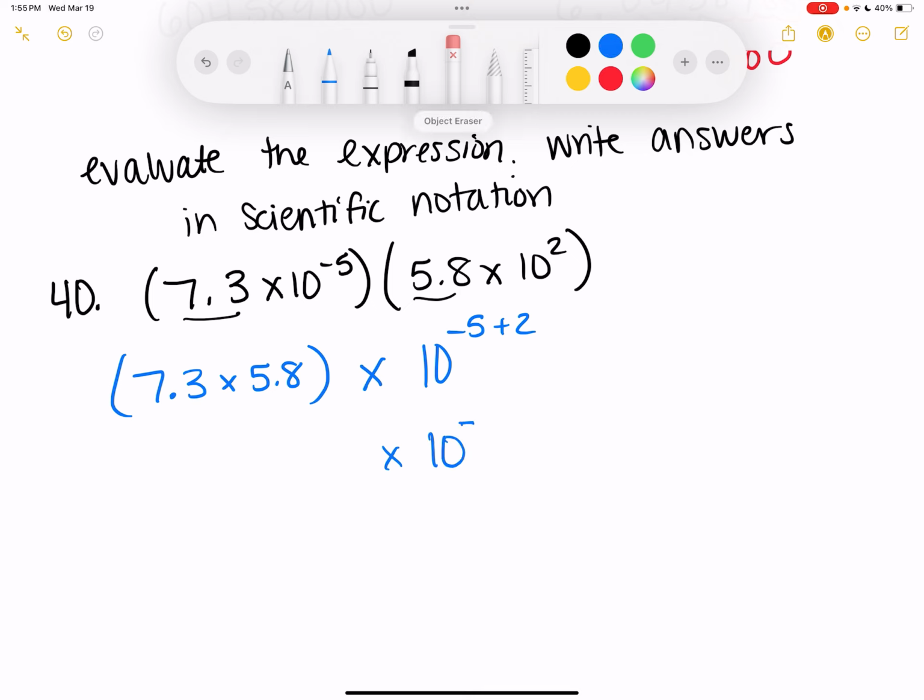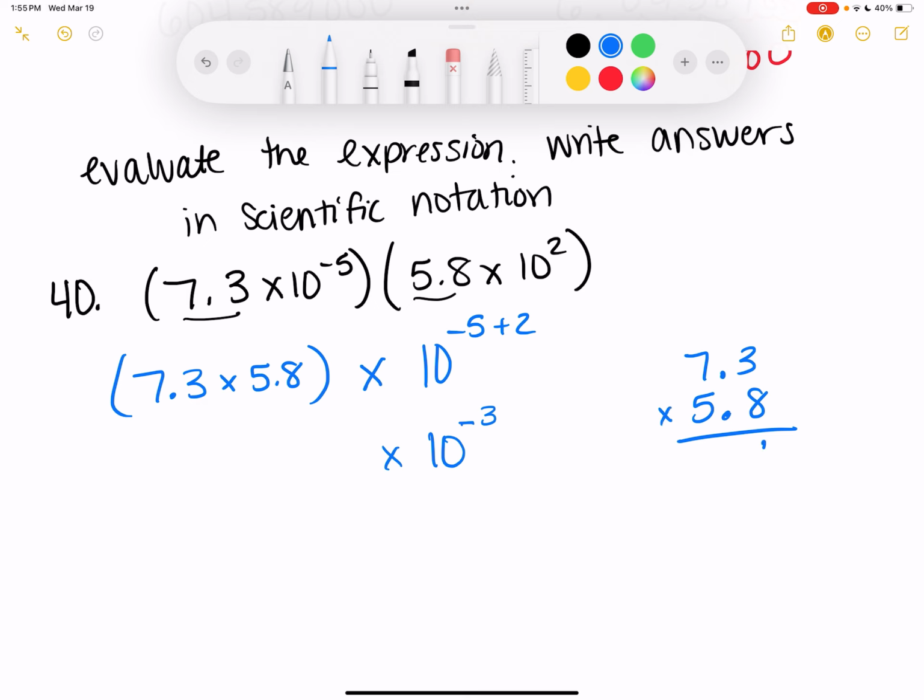Obviously, we said in the last section we can't have negative exponents. Scientific notation is the exception to that rule, right? Because that tells us which way our decimal is moving. Now, I've got to multiply 7.3 times 5.8. I feel like this is a good refresher anyways, because I know that's something we can struggle with. So, easiest way to do that is going to be something like this. Set it up to multiply.